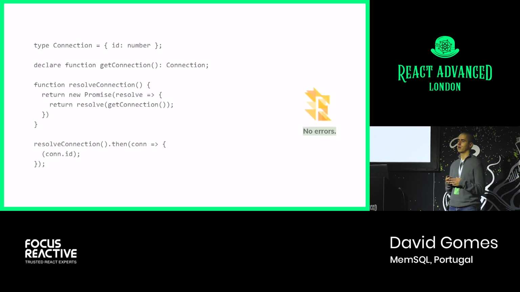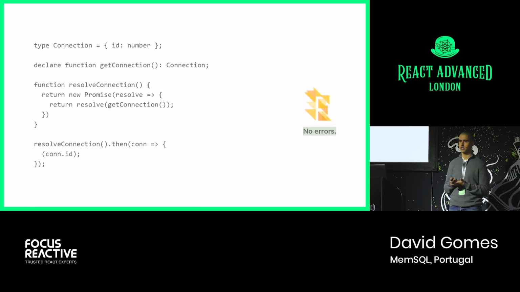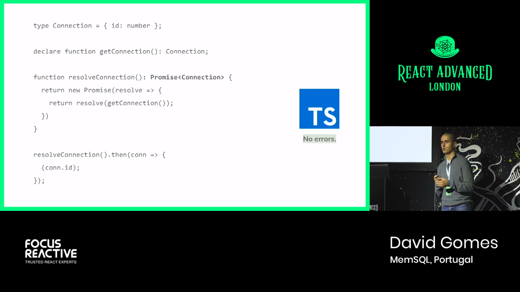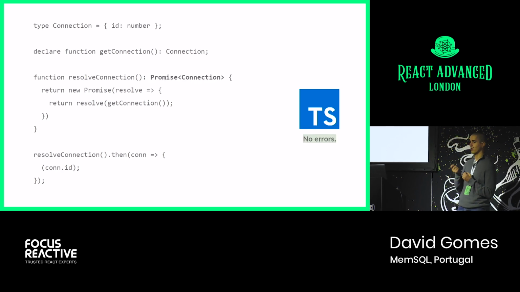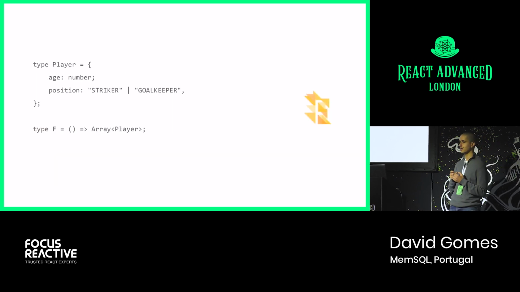But with Flow, I don't have to annotate the return type. I can just call my resolveConnection function, and in the then handler, I can use the con variable as a Connection, and I get no errors. But the same code will error in TypeScript, because TypeScript needs a little bit more help with annotations. So it needs you to annotate your function in order for it to understand what's going on here.